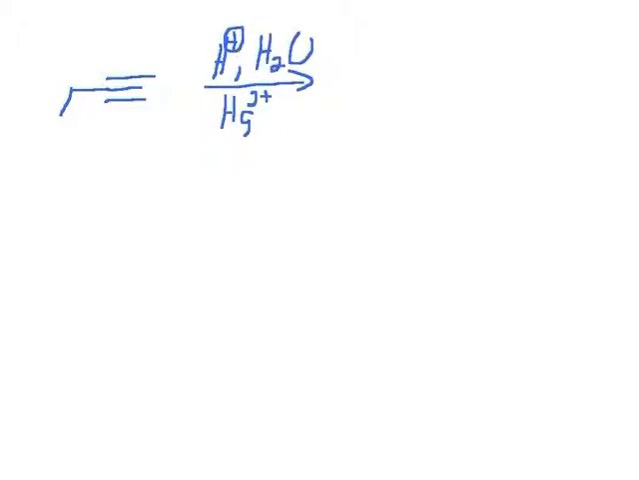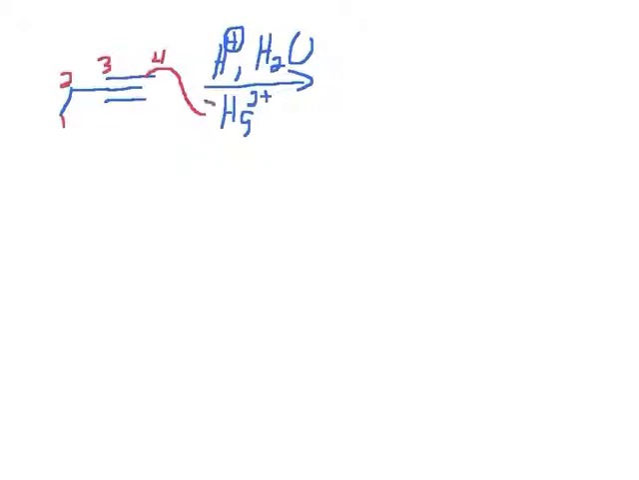Okay, so let's try one with a terminal alkyne with Hg2 plus, H plus, and water. So first thing we do, number the carbons, 1, 2, 3, and 4. We always want to find the best electrophile. So which is the best electrophile do you guys think here? Hg2 plus. Instead of just H plus, Hg2 plus is probably the best electrophile.